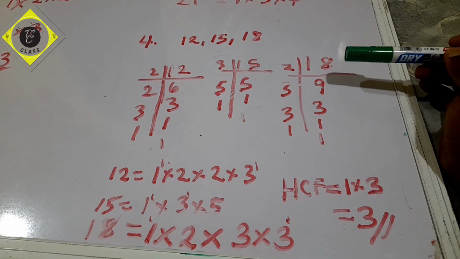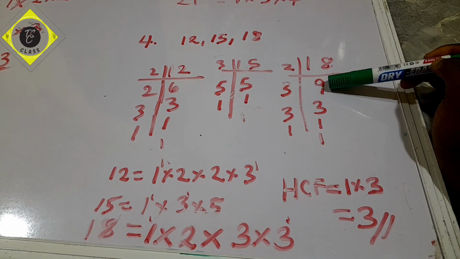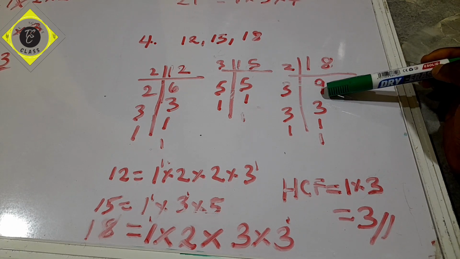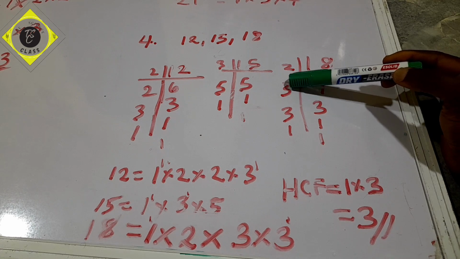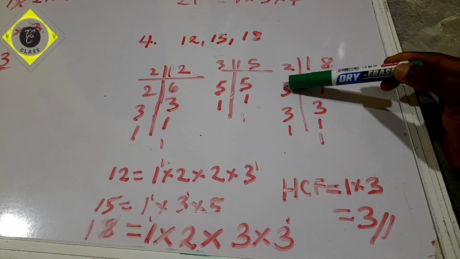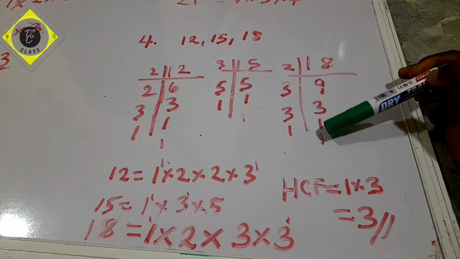Then 18. 18 divided by 2 gives us 9. 2 cannot go in 9 any longer, so we go to the next prime number, which is 3. 9 divided by 3 gives us 3. 3 divided by 3 gives us 1. 1 divided by 1 gives us 1.